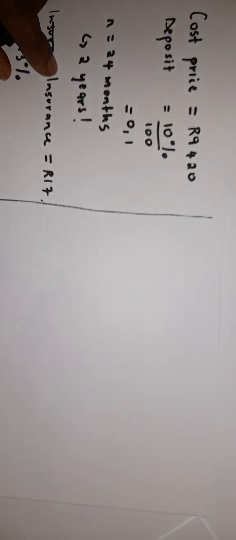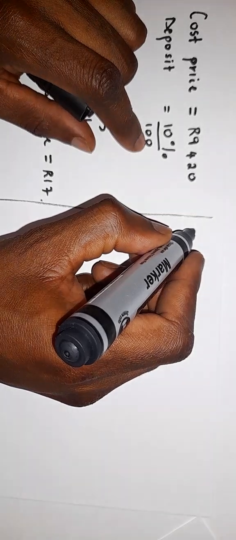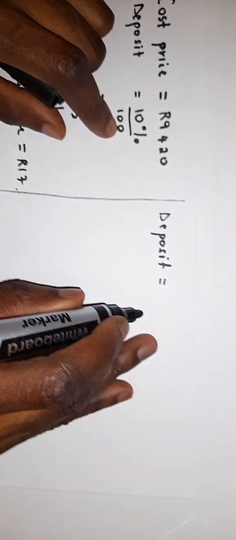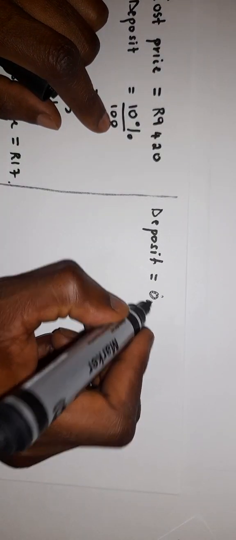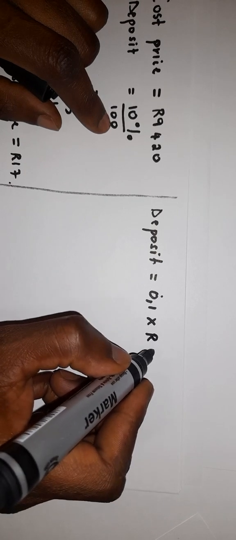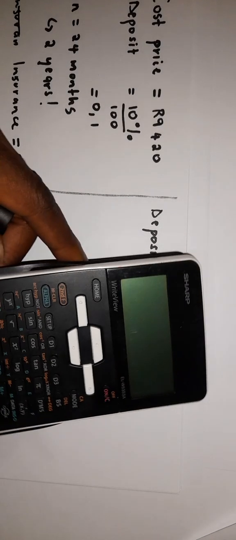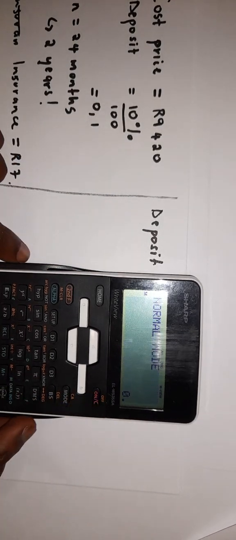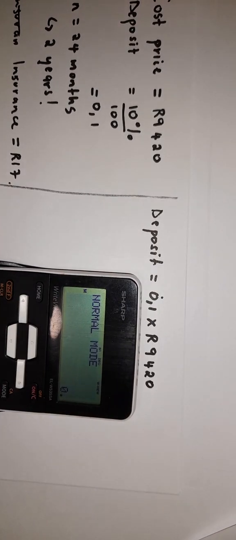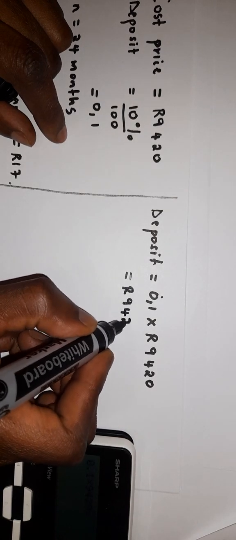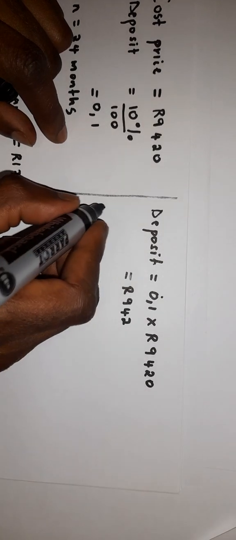Number one, we first need to calculate his deposit. So his deposit will therefore be 0.1 times the cost price, which is 9,420. Right, this is easy grade 10s, but just to be sure, use your calculator. You'll have 0.1 times 9,420 to give you exactly 942 rands. This gives us 942 rands. So we first need to find the balance.